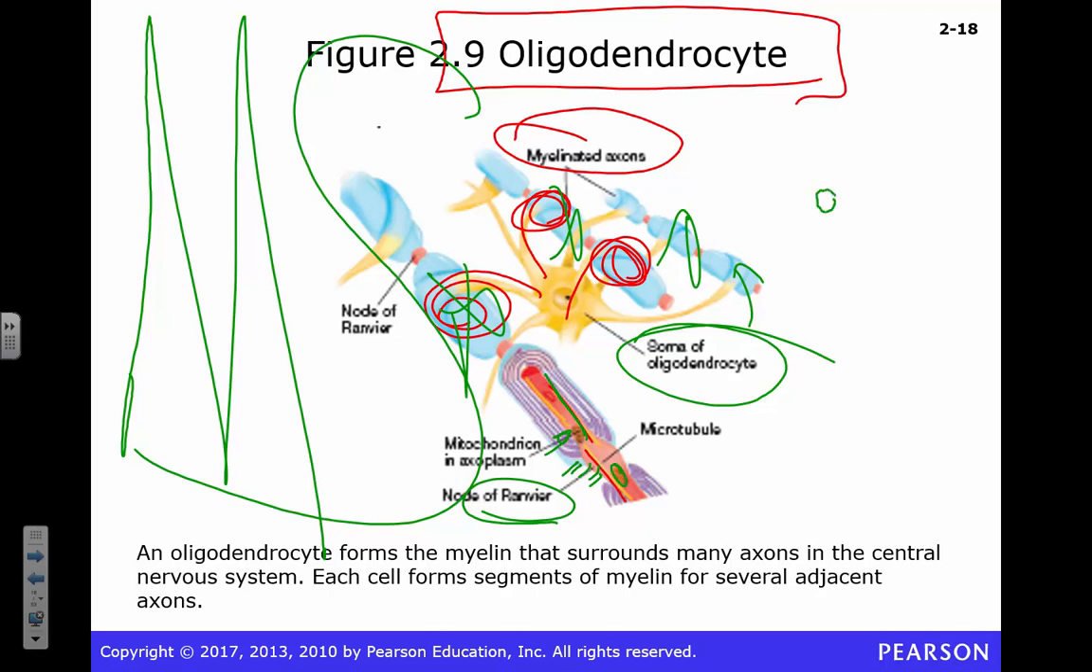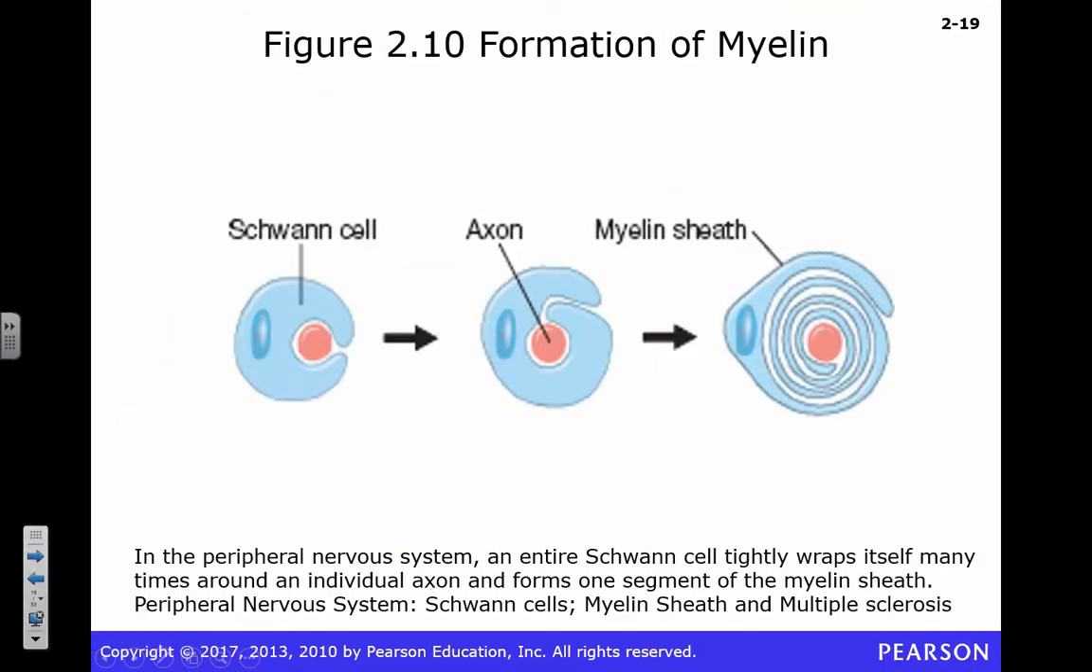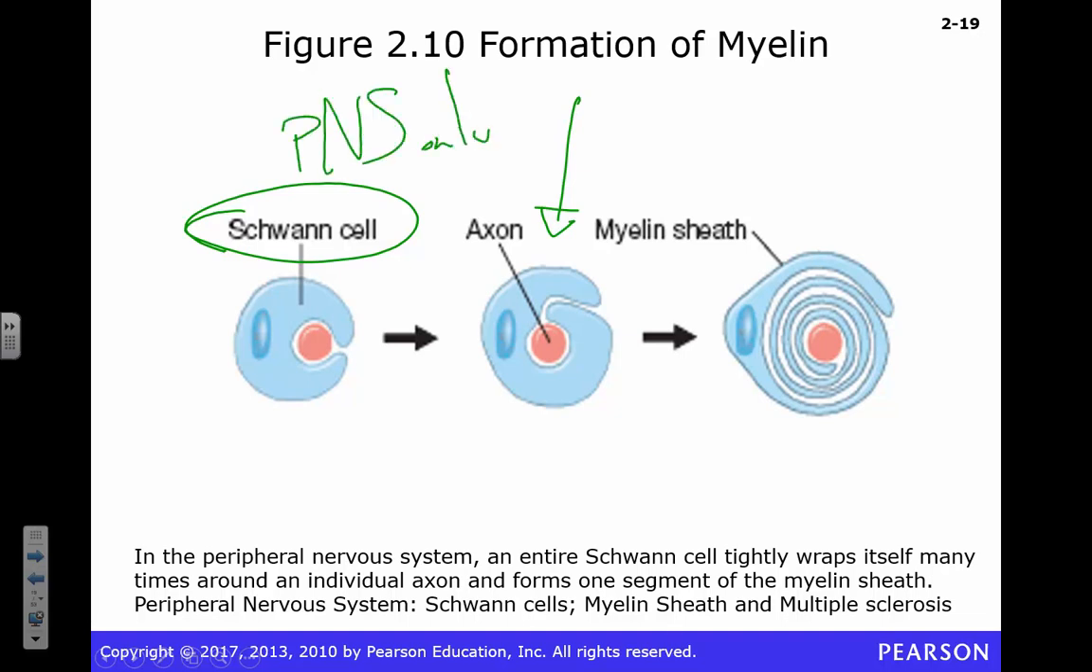Remember we said in the peripheral nervous system, we have Schwann cells. Schwann cells perform the same job. Okay? They myelinate axons in your peripheral nervous system only. They have a slightly different chemical composition, so they're not affected in MS.